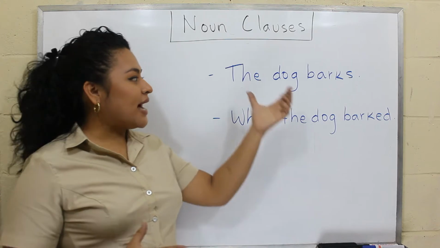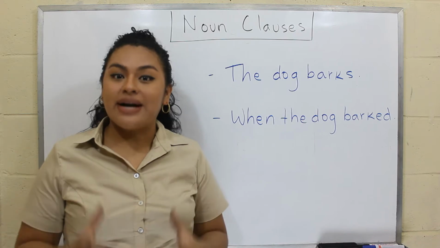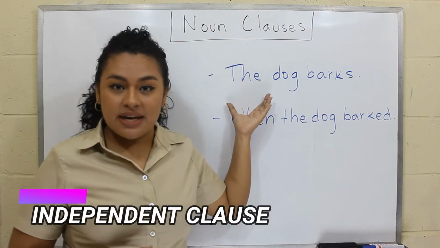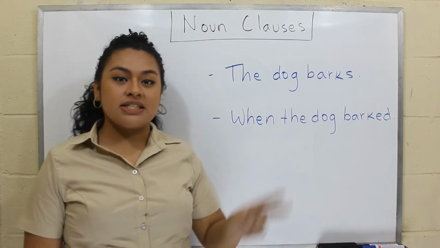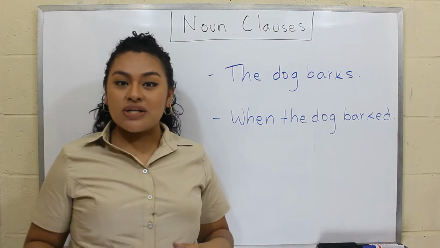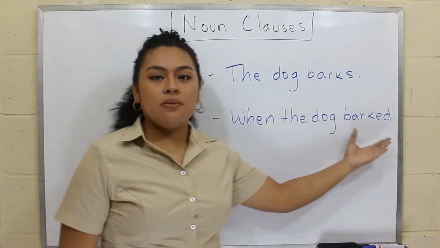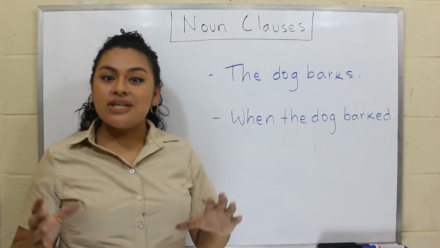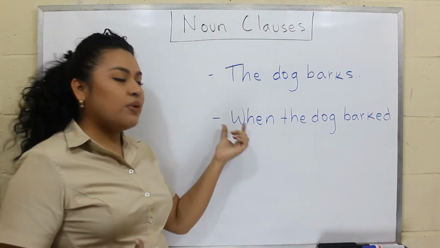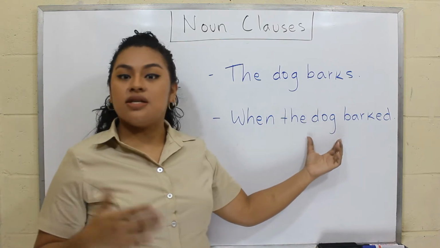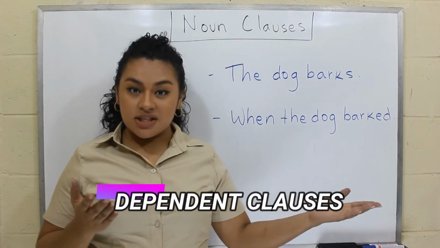When a clause has a subject and a verb, and it also transmits a complete thought or idea, we call it an independent clause. But there are cases in which they have a subject and a verb, but they don't transmit a complete idea or thought. Like in this case, when the dog barked. Here, we are just saying a group of words that doesn't transmit a complete idea. We don't know in which context this clause is used. So, when this happens, we call them dependent clauses.